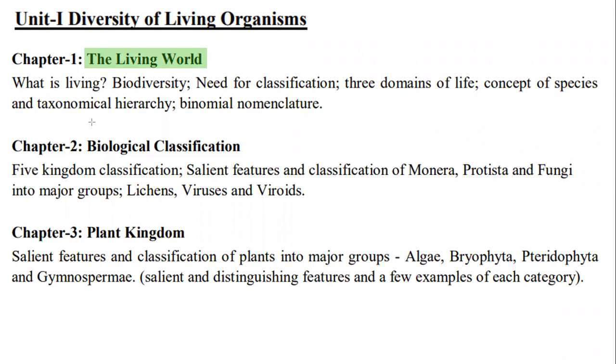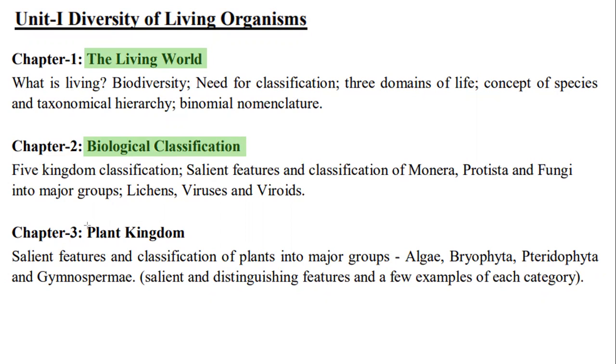Second chapter, that is biological classification. From that, you have to discuss the five kingdom system of classification, salient features of classification of Monera, Protista, fungi into major groups, lichens, virus, and viroids. So all the essential topics from chapter 2, biological classification, are also included.